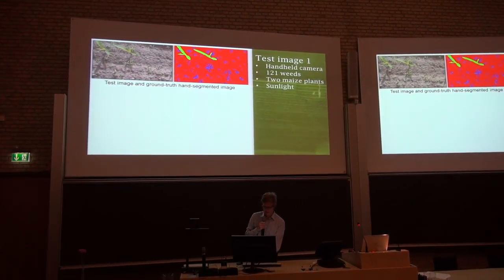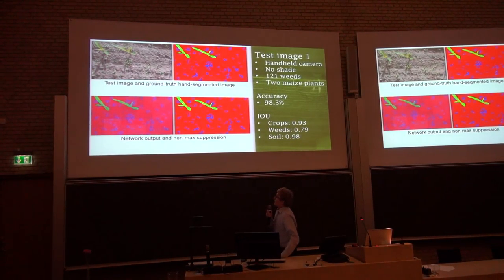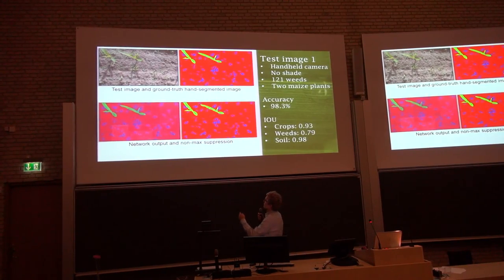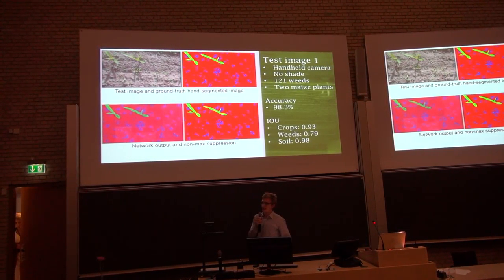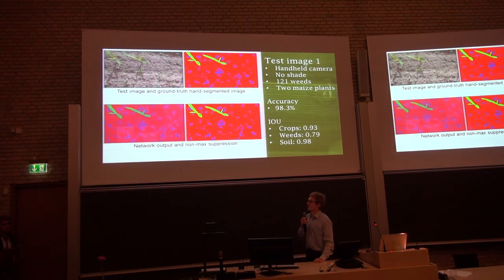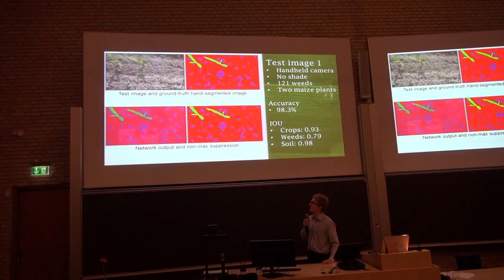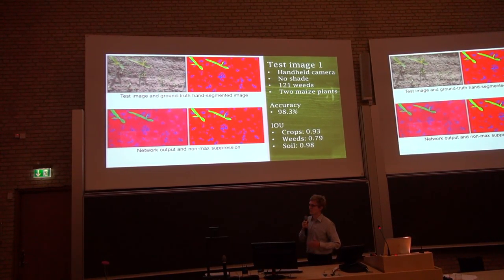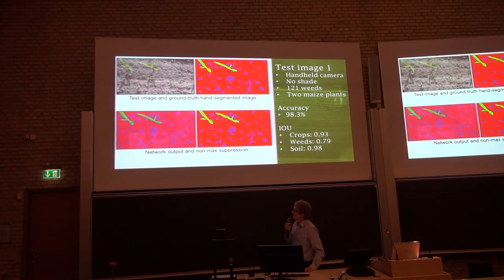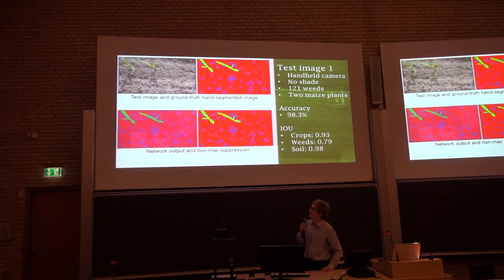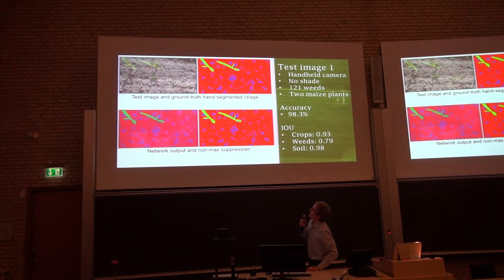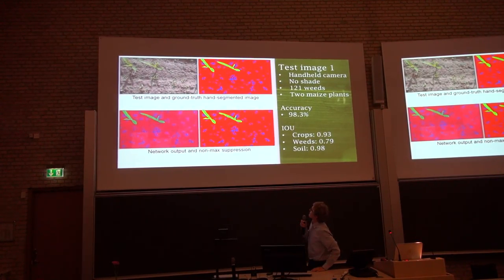Now let's take a look at the output of the network. The output of the softmax layer of the network is shown here, bottom left, where each color shows how much the network believes that the given pixel is soil, wheat or crop. The amount of red shows how much it believes that it's soil. And after doing a non-max suppression of this image, we get this bottom right, which you can compare to the ground-truth hand-segmented image above.